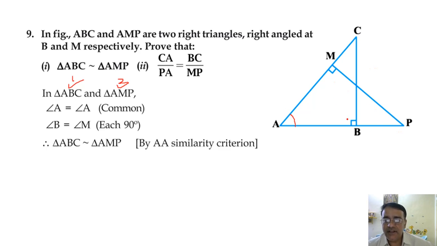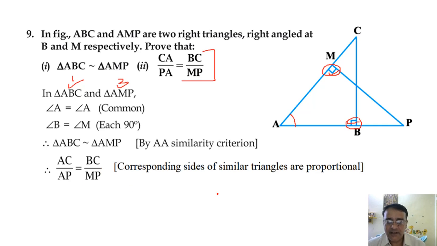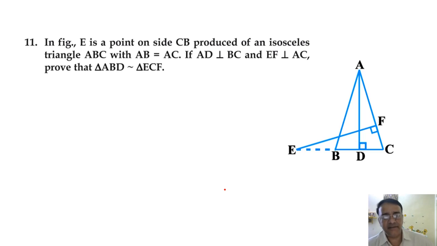Fine. Now the next pair is these two angles. What is the side opposite to angle B? AC. What is the side opposite to angle M? AP. Right. So यही वाला पेयर मिल जाएगा हम लोग को. ठीक है. So AC upon AP is equal to BC upon MP. Corresponding sides of similar triangles are proportional. Hence proved. Any doubt in this question? No, sir. Okay. Now we'll move towards question number 11.